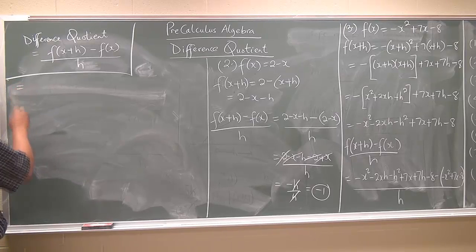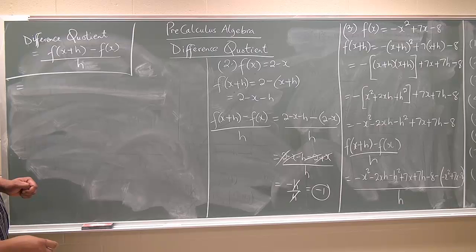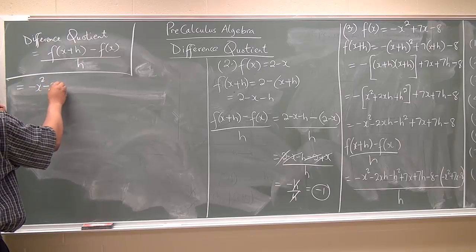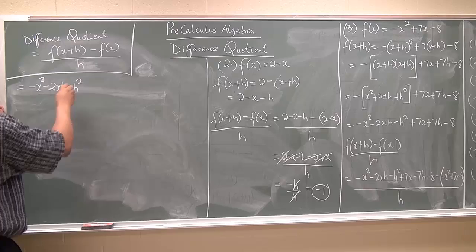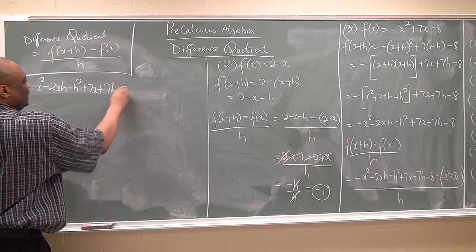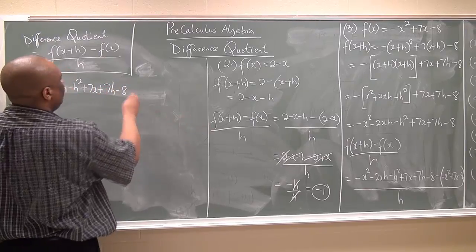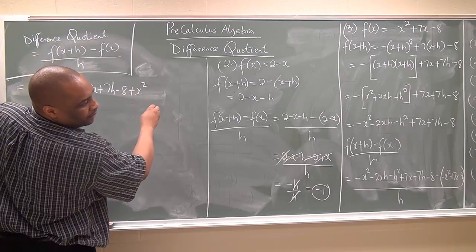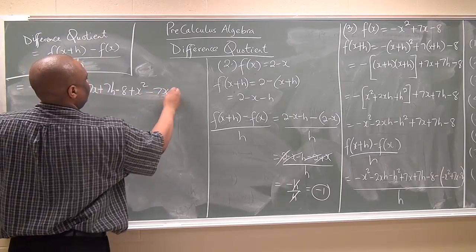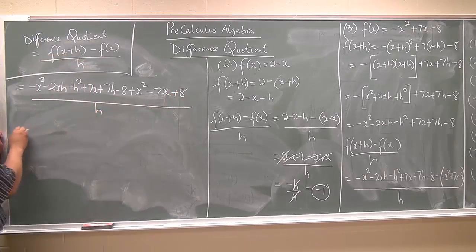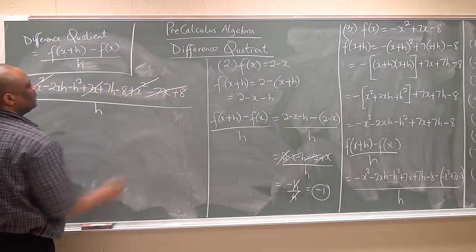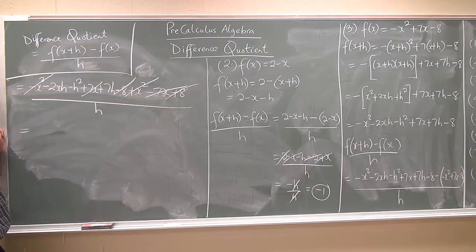This will now be equal to minus x squared minus 2xh minus h squared plus 7x plus 7h minus 8. Now this is now plus x squared minus 7x plus 8, all over h. And this will now be minus x squared plus x squared, gone. 7x minus 7x, gone. Minus 8 plus 8, gone.